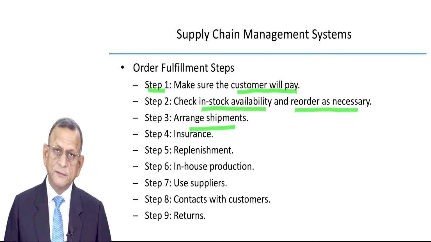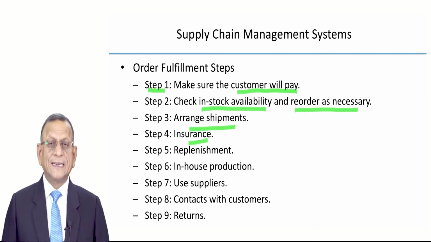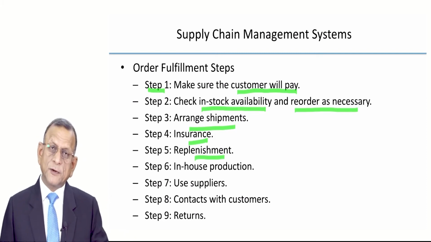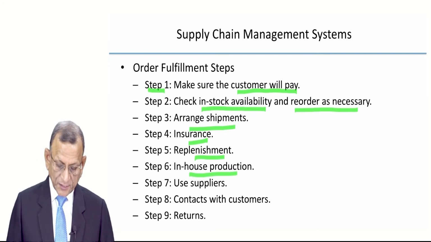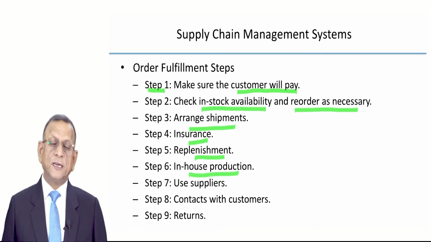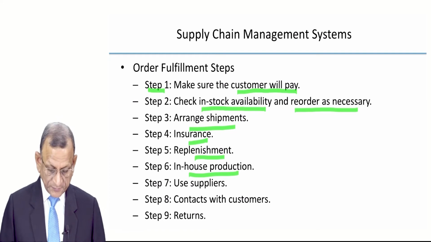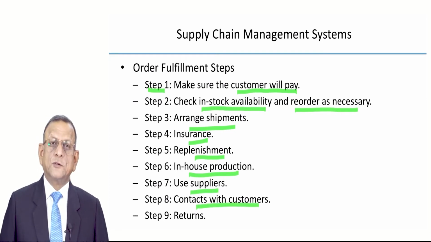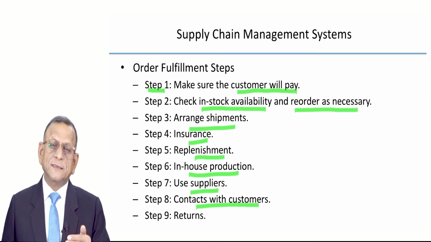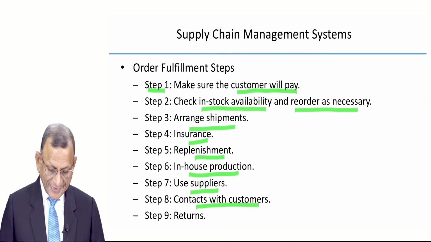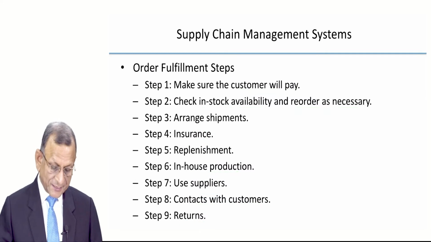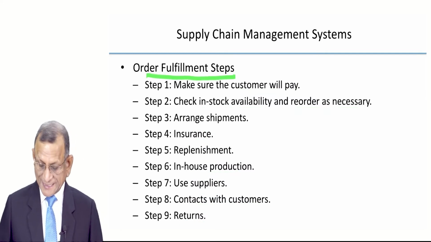Arrange shipments. Get it insured. Get replenishment from the supplier, or ask in-house production to produce it more. Use the suppliers. Contact the customers. Let them know that the packet is in transit and will be delivered to them. And then handle the returns also. This all is something known as, friends, order fulfillment steps.